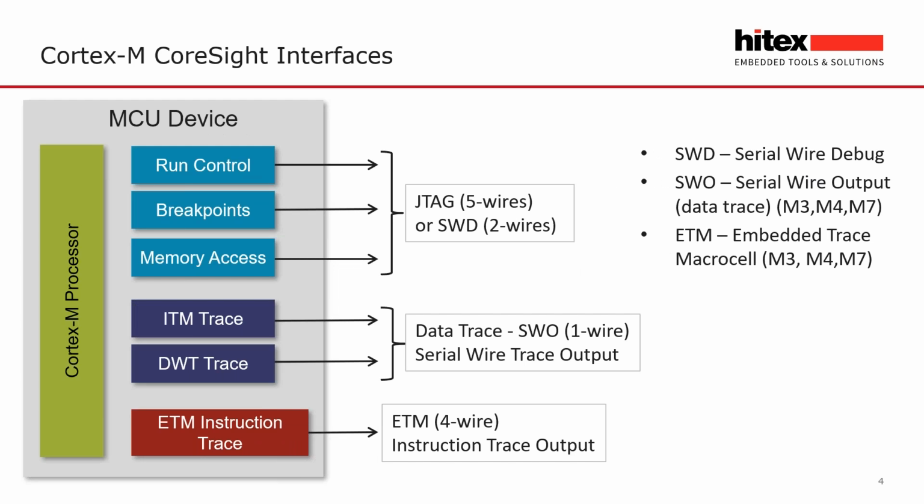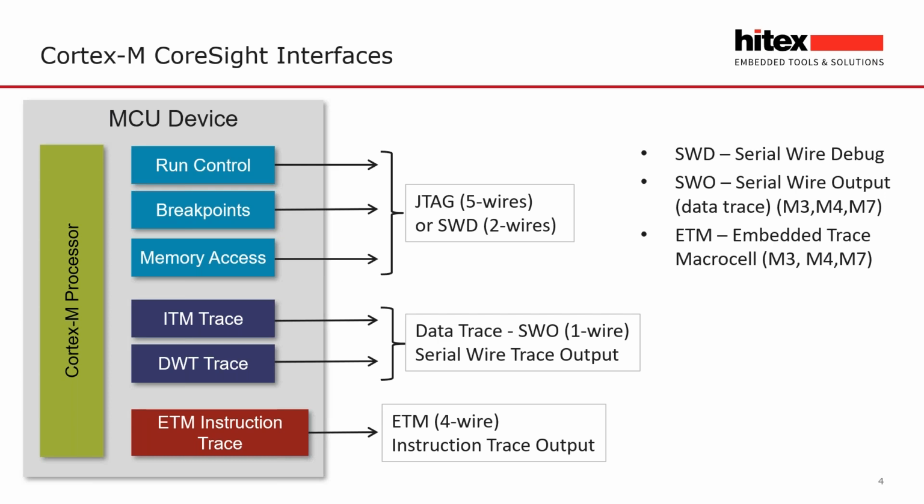Now, the basic CoreSight connection is 2 wires as opposed to the JTAG 5-pin connection. So this will allow us a basic run control type debug interface. We can also enable an additional pin called the serial wire out pin, and this is the pin that supports both the instrumentation trace and the data watch trace.